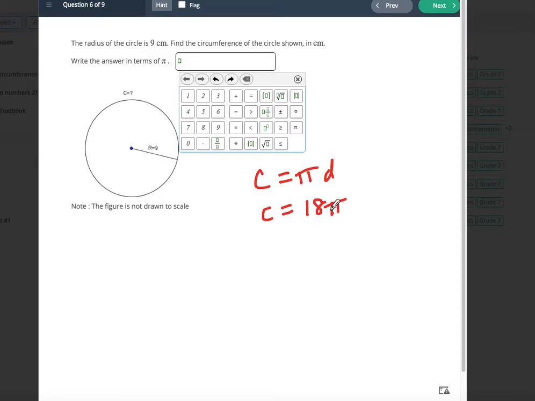So to find the answer, I'm going to do the pi times diameter. The diameter is going to be 18, so 18 times pi gives me the answer. So that's how it wants the answer, as 18 pi. I shouldn't have given you that one. We'll have to go over more like that.